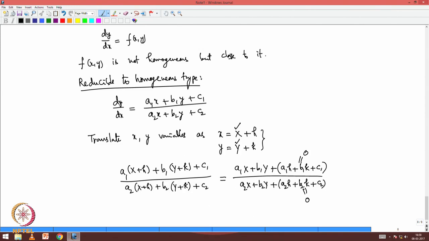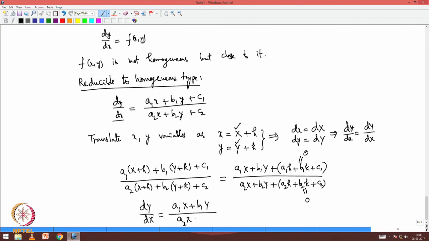The left hand side should also be the same, right? So what is dy by dx? You can see that from this you can write dx equal to d capital X, because h is constant, and dy equal to d capital Y. So this means dy by dx equals d capital Y by d capital X, both are the same, right. So I can replace this dy by dx with capital dY by dX. On the right hand side, I choose my h, k so that whatever is in the brackets is 0. So what is left is (a1 x plus b1 y) by (a2 x plus b2 y). Now this is an equation whose right hand side is a homogeneous function.